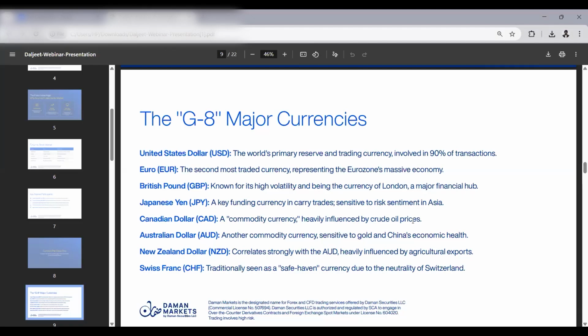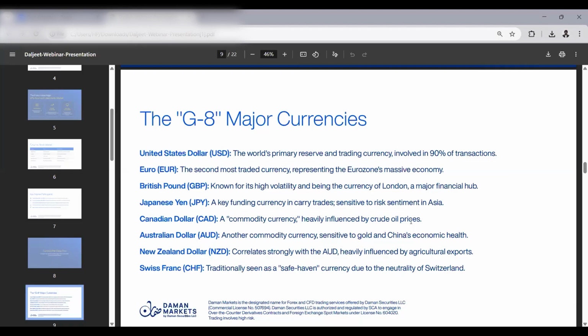Canadian dollars, that's CAD. Australian dollars, that is AUD. New Zealand dollar, NZD. And Swiss franc, that is CHF. So these are the major currencies. Now, why are these major currencies? Because all these countries are basically developed countries, and the currencies mentioned as major currencies are the most stable currencies of the globe. So they are called major currencies.